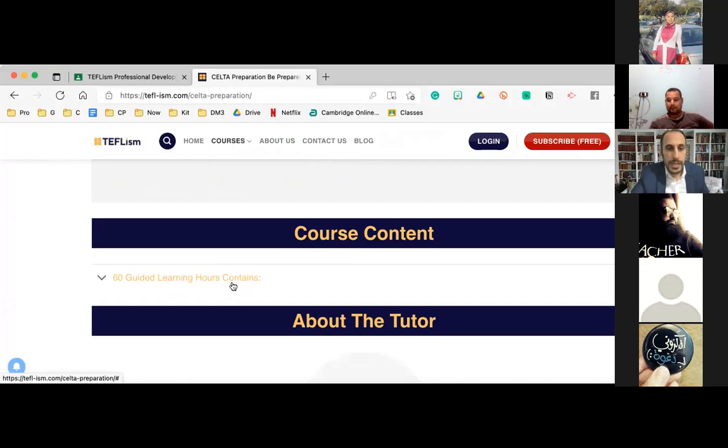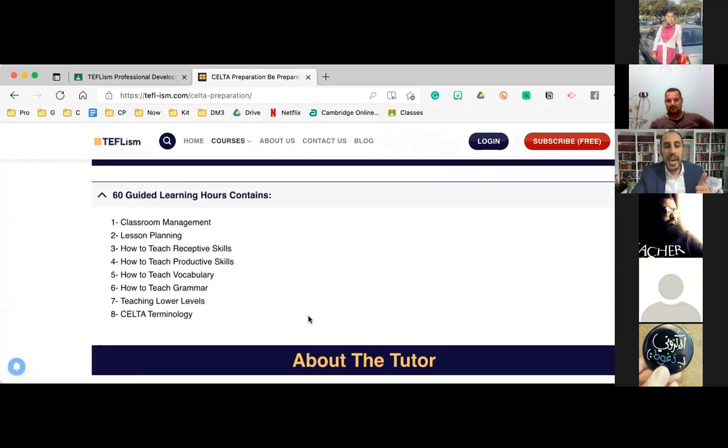The course content. So we have a session on classroom management. You will learn how to manage your classroom. The bee's knees, the concise and useful summary of everything in teaching. Lesson planning. You will learn how to write a lesson plan based on the CELTA criteria.